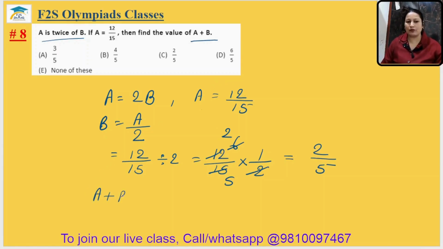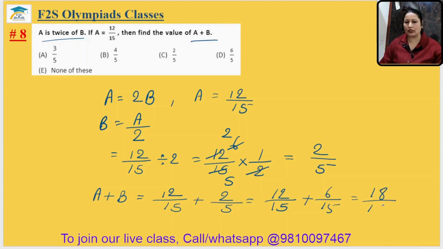Now we have to find A plus B. A plus B equal to 12/15 plus 2/5. Make it the common denominator: 12/15 plus 6/15. So 18/15. After simplification, we get 6/5. It is in option number D. The eighth answer is option D.